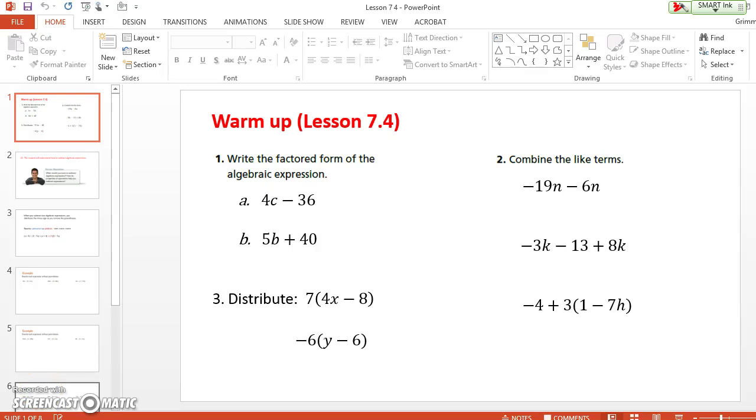Let's start with number 1. How do we write the factored form of 4c minus 36? Kate: 4 and then parentheses c and minus 9. Very good. That's perfect. You're pulling out the greatest common factor, which is 4, and then you look at what's left. Okay, very good. What about letter B?